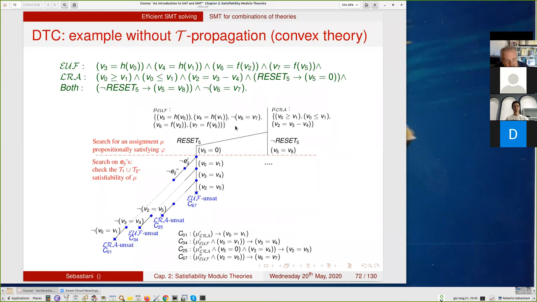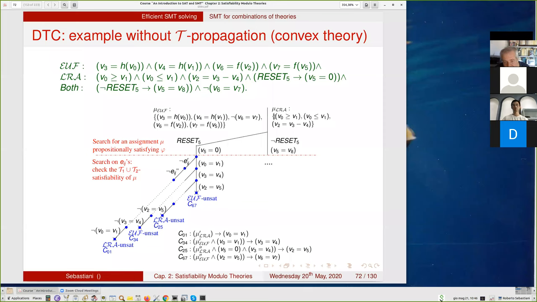Again, you do the search with all the atoms. Then suppose you set the reset to 5, which means that VU5 equals VU0. Then you deduce interface equality. So suppose we don't have any theory propagation here. So you assign false to all atoms until you make the right choice and assign not VU0 equal VU1. So VU1 cannot be the same as VU0.